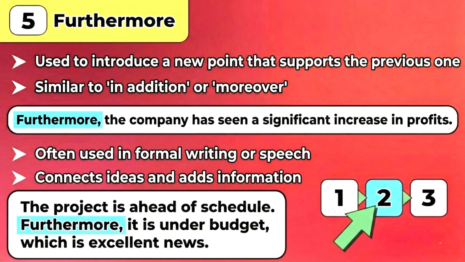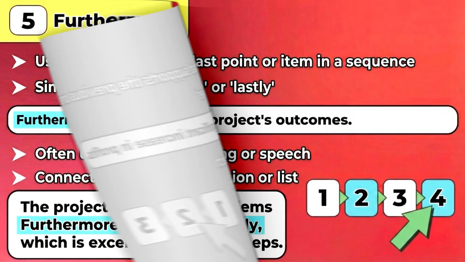Furthermore is a strong linking word. It adds extra supporting information and sounds very formal. This word is highly recommended for IELTS writing task 2. It helps you develop ideas clearly and logically.